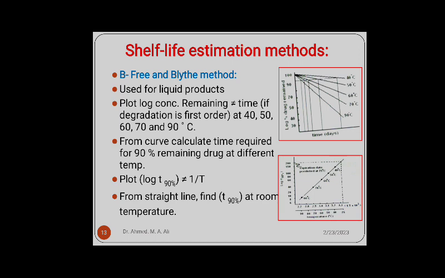It is used for liquid products. Instead of plotting concentration against time, and instead of calculating K from the slope, we calculate T 90%. We calculate the expiry date. Then we plot log T 90% against 1 over absolute temperature, or reciprocal of absolute temperature. From the straight line we can find T 90% at room temperature.